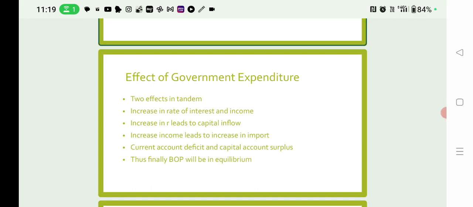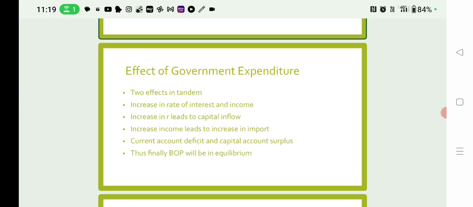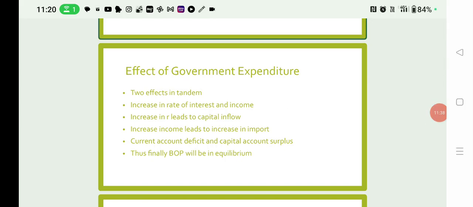Specifically, this is the impact of an increase in government expenditure on balance of payment equilibrium. In short, there is an increase in government expenditure, an increase in the rate of interest, and also an increase in income. When the rate of interest is increasing, capital inflow or more foreign investment will come into the economy, and then the increase in income leads to an increase in imports. So there is disequilibrium in both the current account and the capital account, in the form of a current account deficit on the one hand and a capital account surplus on the other hand. So this is the impact of an increase in government expenditure.